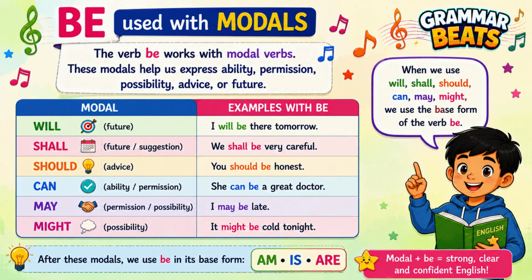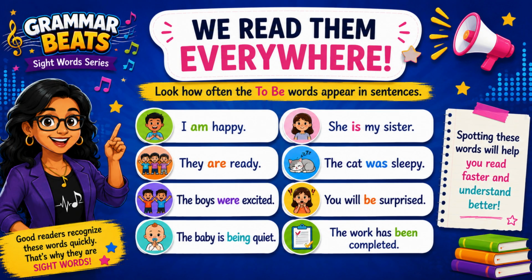When we use will, shall, should, can, may, and might, we use the original or base form of the verb be. Do you notice that the verb be is everywhere? Spotting be and forms of be will help you read faster and understand better. Let's revise quickly. Be takes the form of am when used with I.